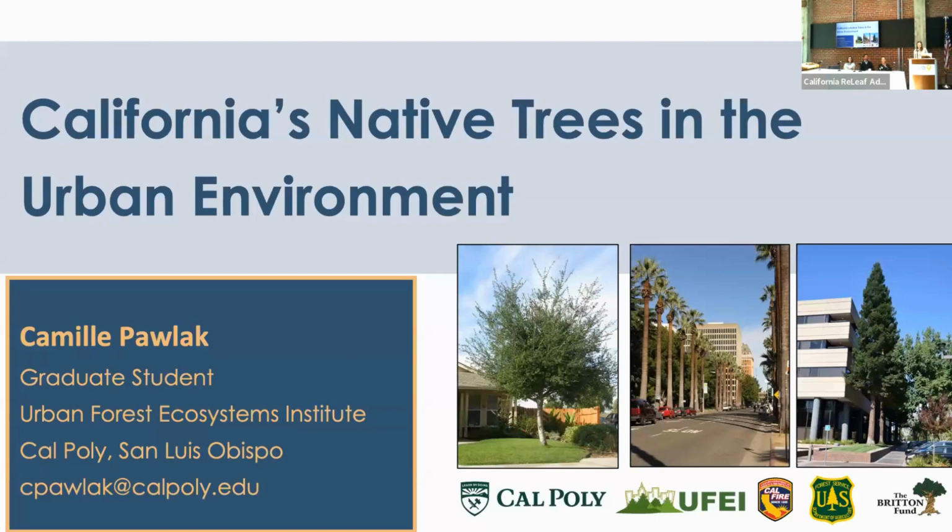So my name is Camille Pawlak, and I'm a graduate student with this team. And I want to talk to you today about California's native trees, and particularly the native trees in our urban environments throughout the state. And so over the past year, some of the work we've done on this topic is we've made digital range maps for each of California's 95 native trees. We've created city-specific native species lists for every city in California. And then with the data from the California Urban Forest Inventory, we've assessed the proportion of California's urban forests that are native or non-native based on that specific city.